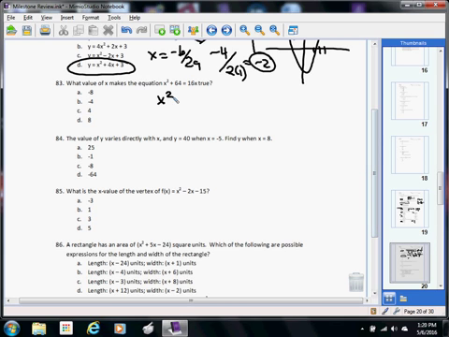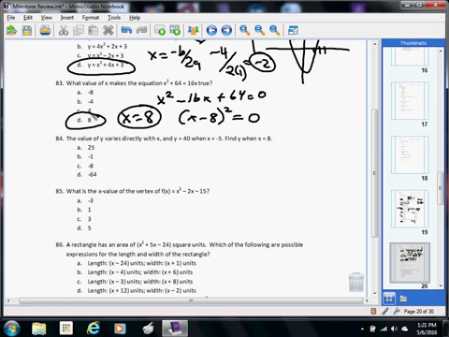If I took this problem and said x squared minus 16x plus 64 equals 0, I could factor it to x minus 8 squared equals 0. So I know the only answer to number 83 would be D. But again, if you just try the numbers, take negative 8, plug it into that equation, take negative 4, plug it in, take positive 4, plug it in, the only one that works is 8. 64 plus 64 is 128, and then 16 times 8 is 128.